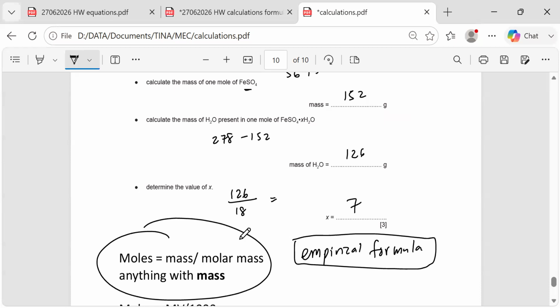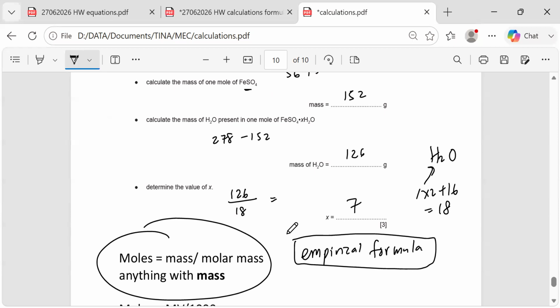For empirical formula, we only use this formula. 18 is the molar mass of H2O, because this is the mass of H2O. So it's mass over molar mass. H2O: hydrogen is 1 times 2, oxygen is 16, so 18. So mass over molar mass, we're just looking for ratio.